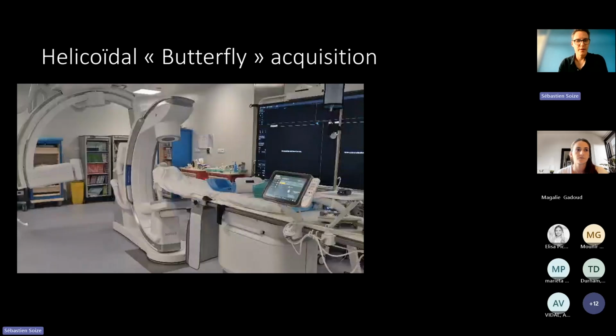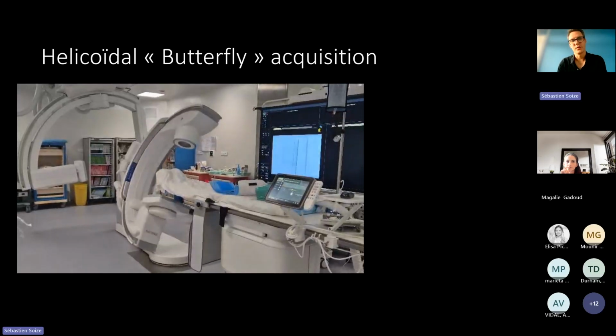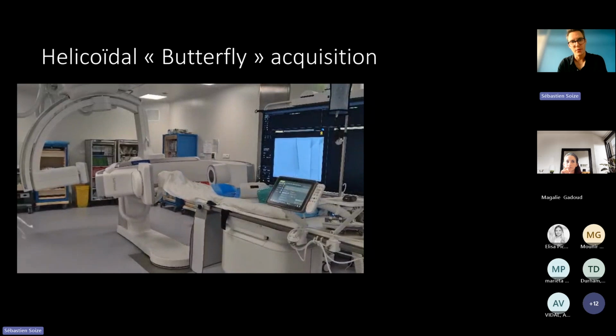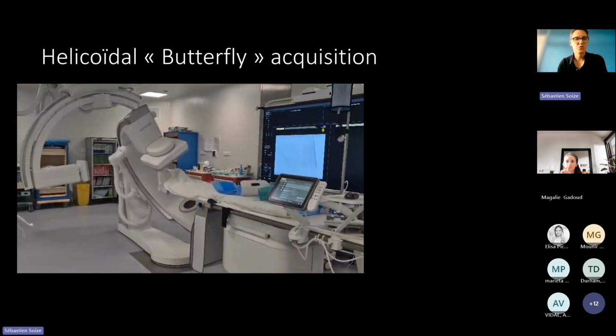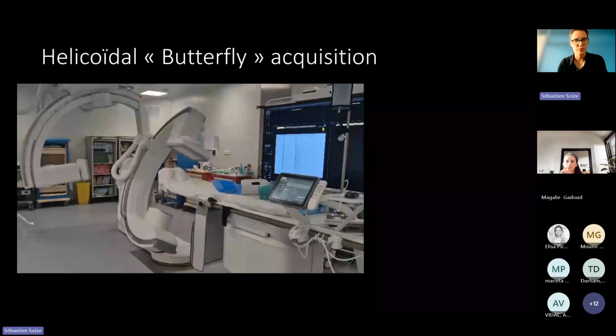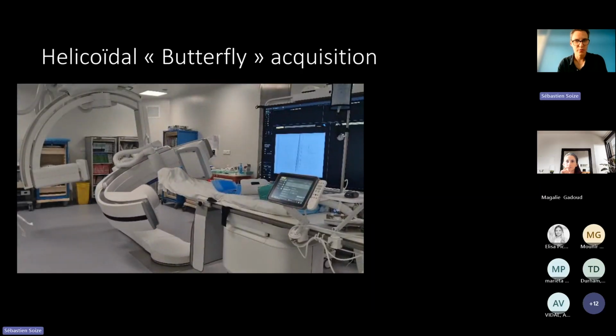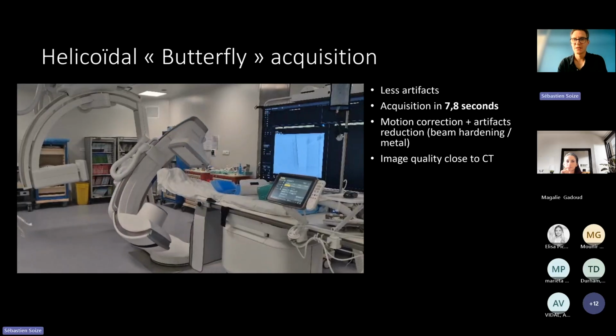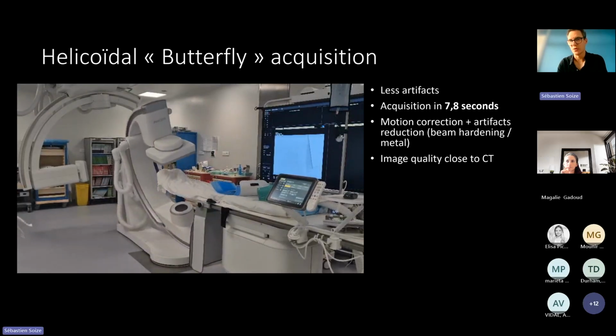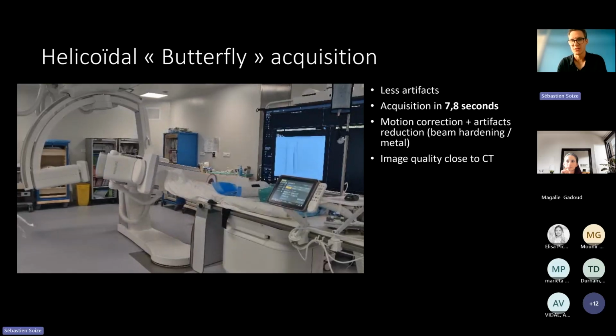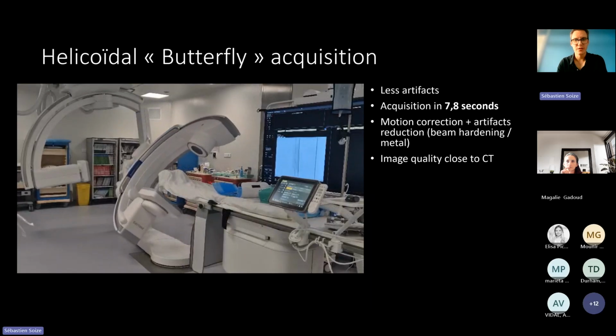Something we can discuss to improve the CBCT perfusion is to also use some advantages of the Philips machine. It's in discussion. We are not sure that it can be used and improved really a lot, but we have this kind of weird acquisition with a butterfly movement. It's not slower compared to the standard protocol, not longer: it's 7.8 seconds actually compared to 8 seconds, so it's almost the same. But you get really, really better image quality.